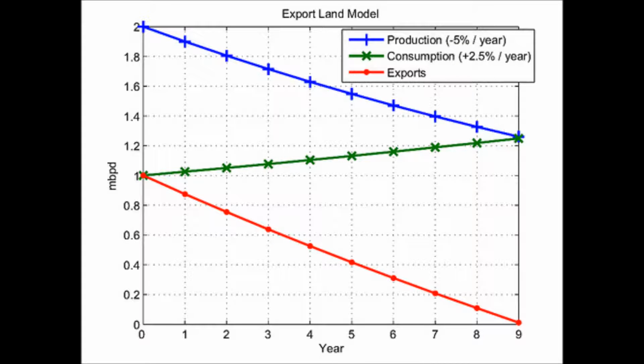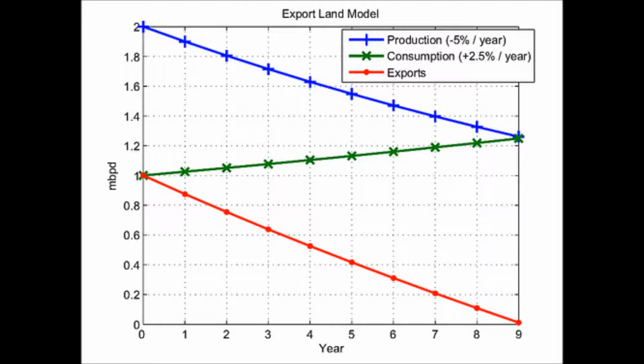And the other thing is that this is a country that's already peaked. So as we can see in this model, the country is producing 2 million barrels per day, and its production rate is negative 5% per year. So in other words, it's producing less and less every year. But since it's a growing economy, its consumption is increasing by 2.5% a year. So it's increasing its consumption up and up while its production is going down.